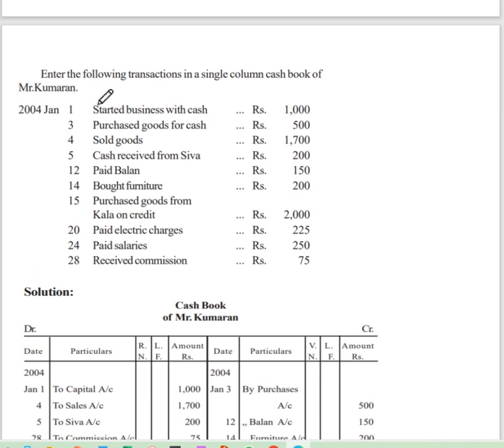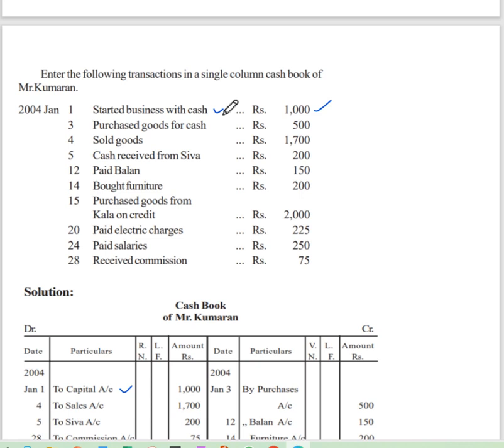I will see here. Enter the following transactions in a single column cash book of Mr. Kumaran, January 2004. First, started business with cash, 1,000 rupees. Started business with cash, that is the balance brought down. Here you can say capital account also, because he has started the business.